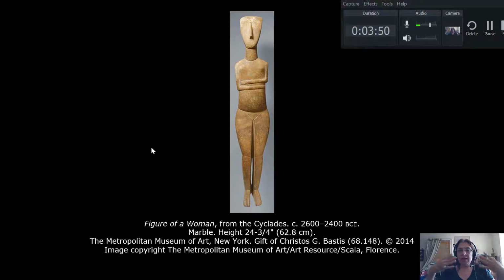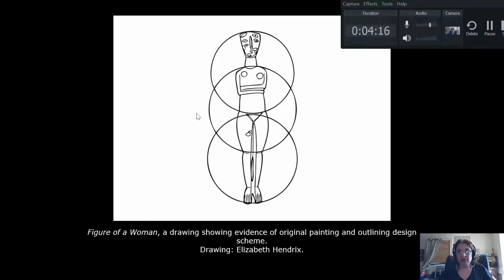Both of them don't really have facial features that are shown. This one just has this really protruding nose. The arms on both of them are very small. This one has very tiny breasts that are quite high up on the torso, and we have the hips and the pubic area, and the belly somewhat emphasized like in the Woman of Willendorf.